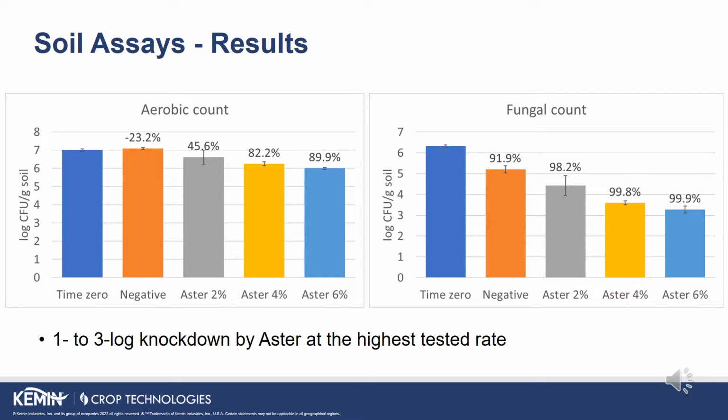Here are the soil assay results looking at the total aerobic bacterial count as well as the fungal count. On the left axis we see the log colony forming units per gram of soil, and for each treatment, on top of the bar there's also a percentage which represents the total percent knockdown of the population relative to that time 0 point.